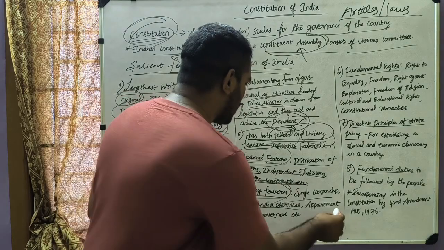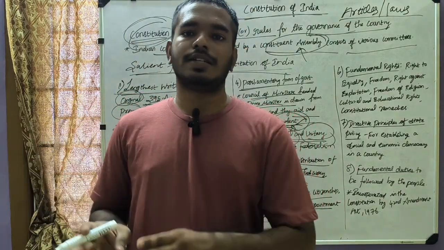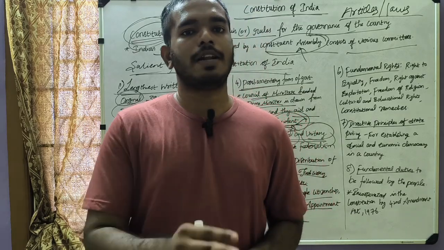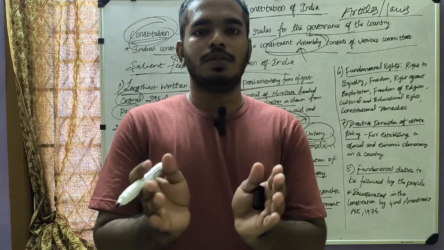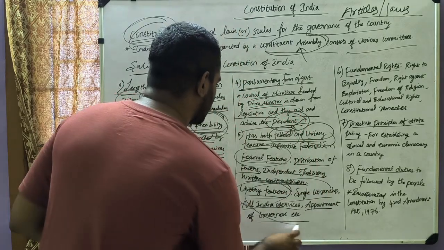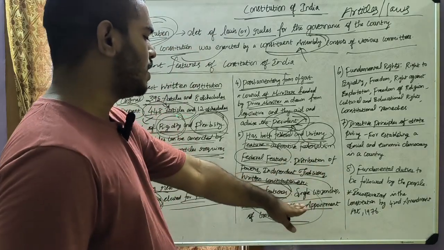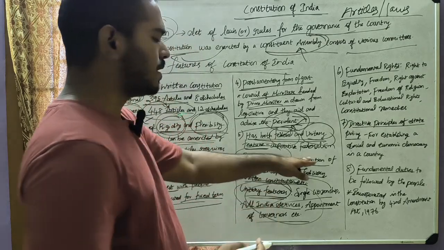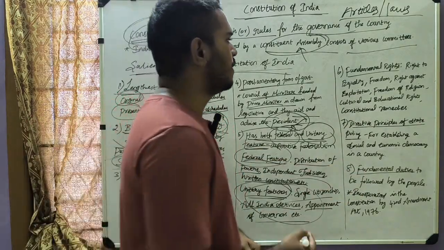Then, appointment of a governor. Every state has a governor, and sometimes two states also share the same governor. These governors are appointed by the central government. So it is also a unitary feature. All these powers are vested in the central government itself. That is according to the unitary features, whereas the federal feature is that there is a distribution of power between the central and the state governments.